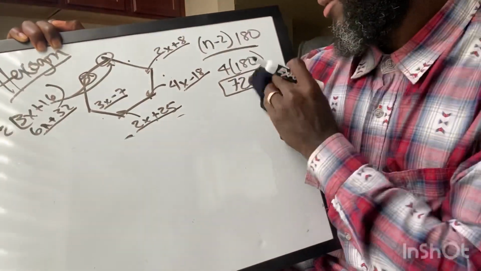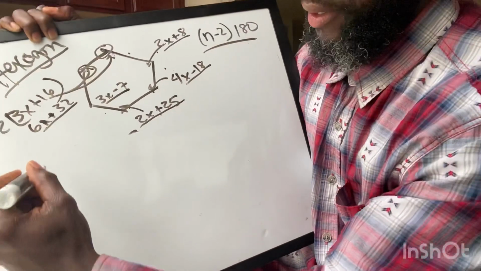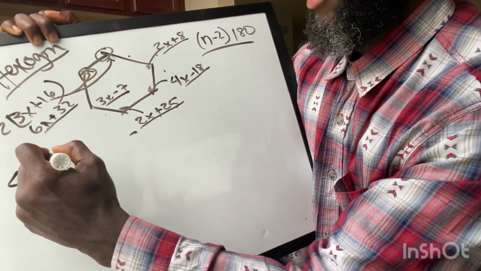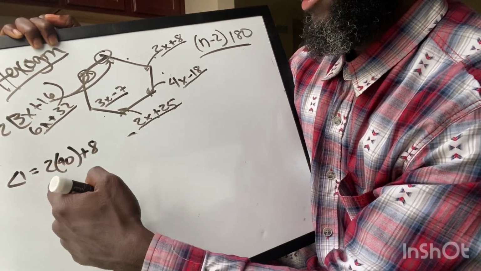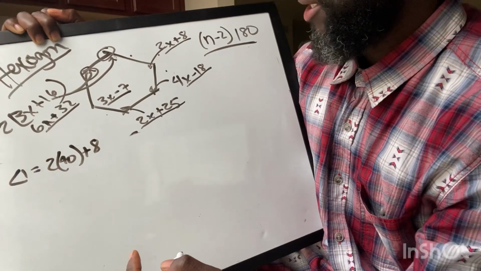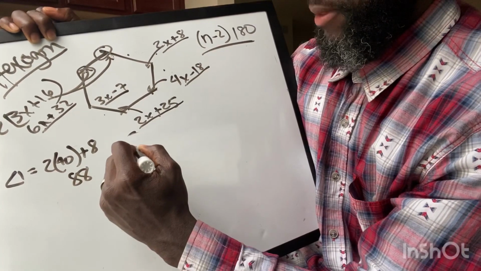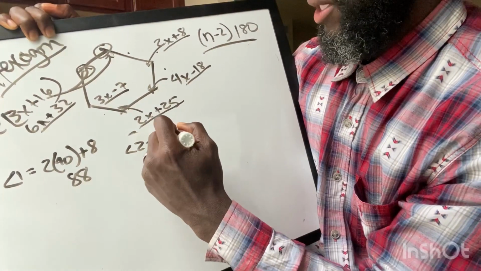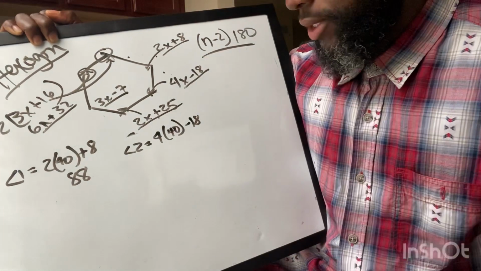We can erase this too now. Six angles that we're dealing with. Here we go. Angle 1 is this 2x, so it's 2 times 40 plus 8, which gives you 88. Angle 2 is this one. It's going to be 4 times 40 minus 18. 4 times 40 is 160.